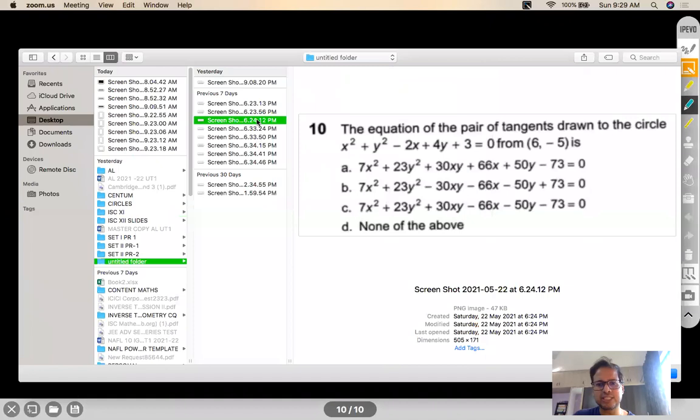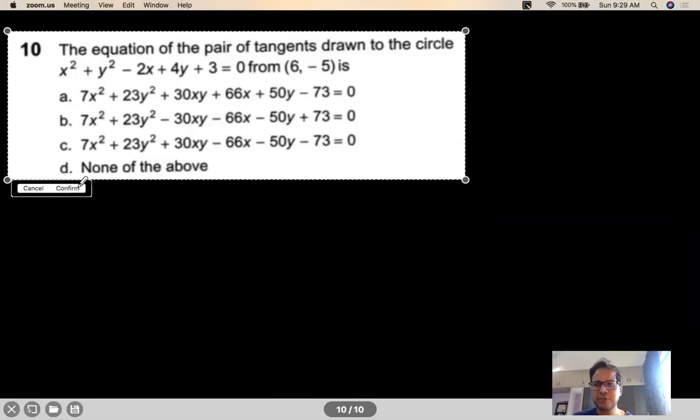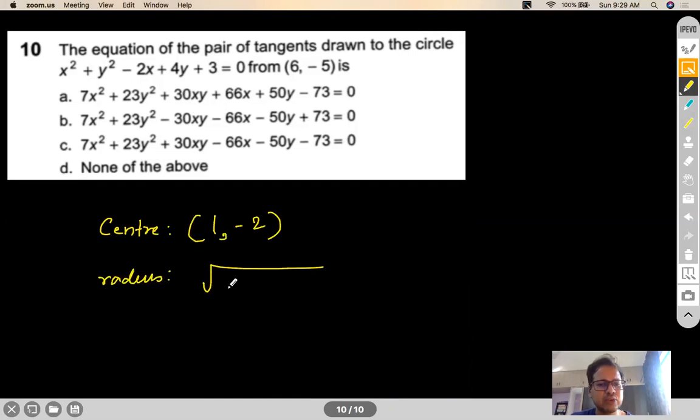Let me put the question once again. So what I'm going to do is first figure out what is the center and radius of this circle. So center of this circle is at 1 comma minus 2. What is the radius of the circle? Radius of the circle will be under root 1 square plus 2 square minus 3. What is it? That comes out to be root 2.